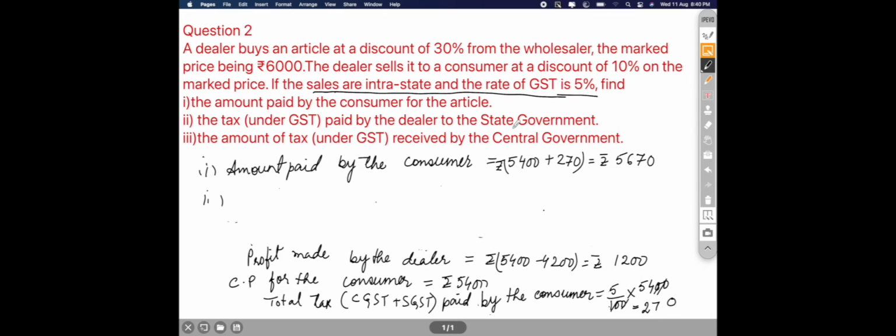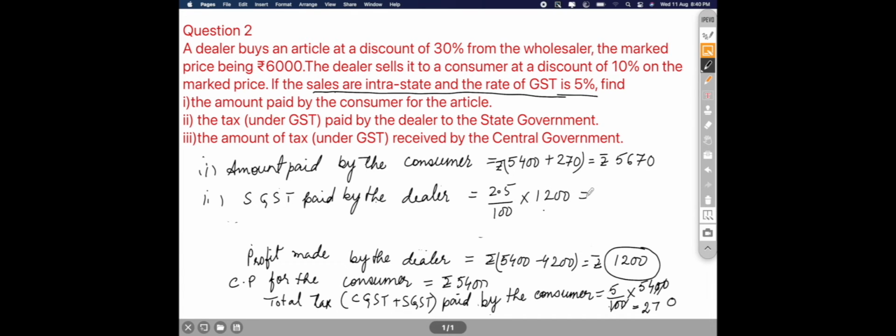So tax paid by the dealer to the state government can be calculated directly on the profit made by the dealer, right? So SGST paid by the dealer will be 2.5% of the profit, that counts to rupees 30.